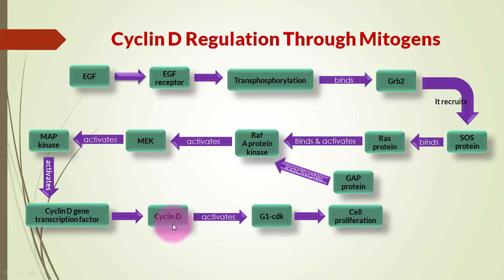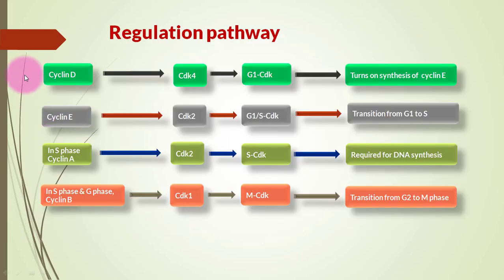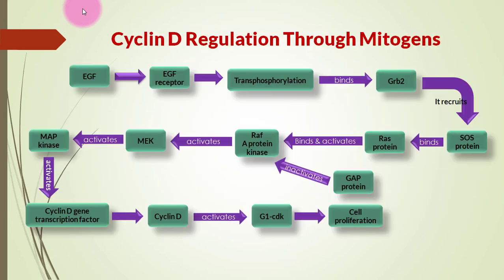Now this is cyclin D. The production of cyclin D requires a mitogen, an extracellular signal. So this can happen through EGF, epidermal growth factor, which will lead to production of cyclin D. Then cyclin D binds to a cyclin dependent kinase 4, making a complex called G1-CDK.